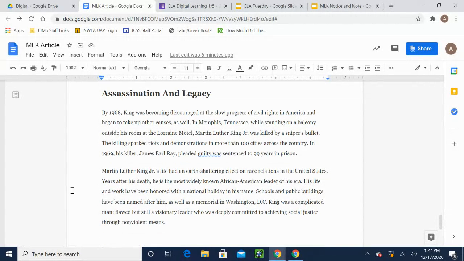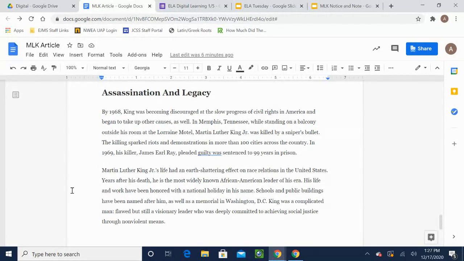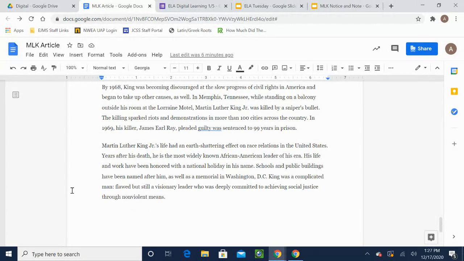Assassination and legacy. By 1968, King was becoming discouraged at the slow progress of civil rights in America and began to take up other causes as well. In Memphis, Tennessee, while standing on a balcony outside his room at the Lorraine Motel, Martin Luther King Jr. was killed by a sniper's bullet. The killing sparked riots and demonstrations in more than 100 cities across the country. In 1969, his killer, James Earl Ray, pleaded guilty and was sentenced to 99 years in prison.